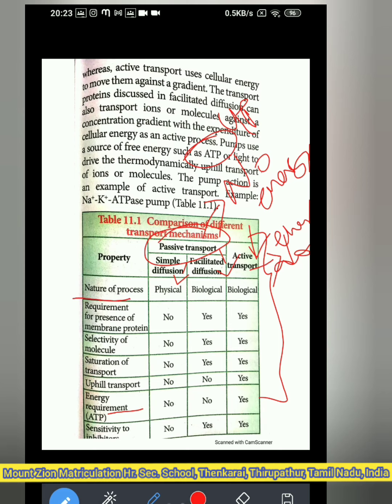The nature of the process is physical, biological. The requirement of membrane protein is no here. In facilitated diffusion it is yes, and in active transport it is yes. Selectivity of the molecule is given here. Then saturation of transport, uphill transport, energy requirement, and sensitivity to inhibitors. Okay, so that is what is given here. So this is all about facilitated transport.